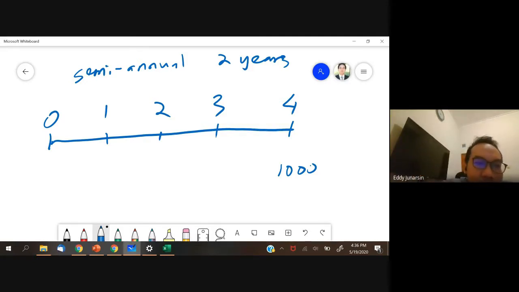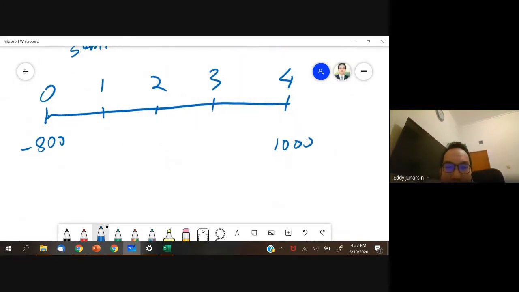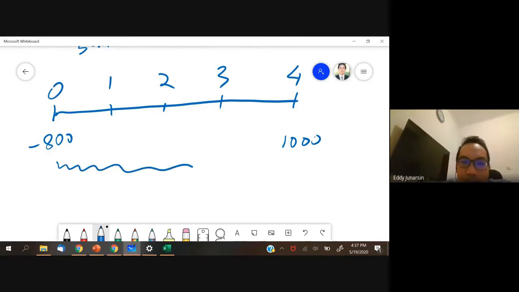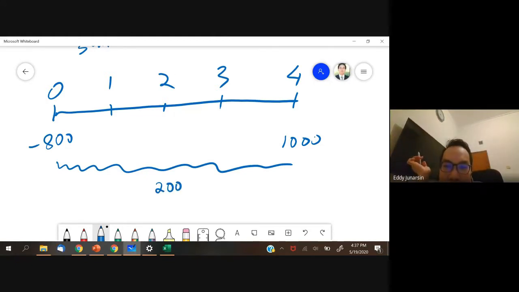Let's say we bought the bond at maybe 800. So we bought it at 800 and we'll redeem it at 1,000. So we see an embedded interest rate here, right? How much is it approximately? So the interest income is about 200, right? 200 for 2 years. So it's about 100 per year, right? So how much percent is that?